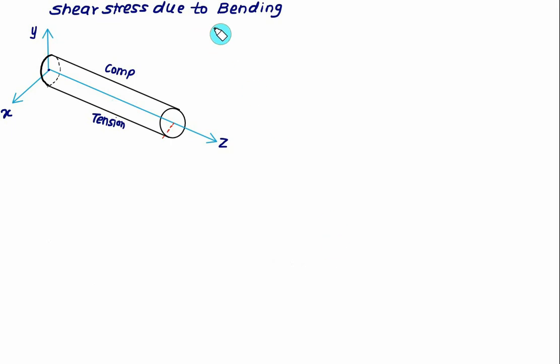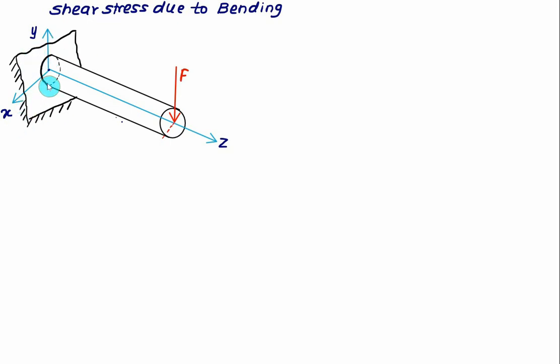Finally, we'll discuss here the shear stress due to bending. For this one, again, I will take the example of a circular bar and we'll fix up our coordinate system at the centroid of the cross section, and along the length of the bar, we'll fix up our z-axis. And let the vertical force act at the free end, and let the other end be the fixed end.